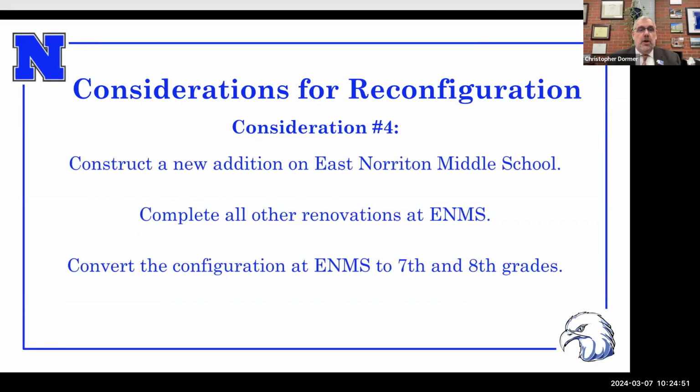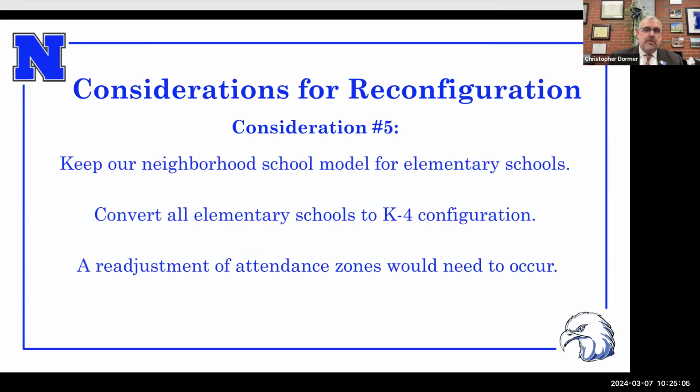Consideration number 4 would be to put on a substantial addition to East Norriton Middle School to complete all the other renovations at East Norriton, and East Norriton would become the 7th and 8th grade center for Norristown Area School District. Number 5, we would keep our neighborhood school model for our elementary schools. However, all of our elementary schools would be reconfigured to K-4. To do this would require a readjustment of all attendance zones.